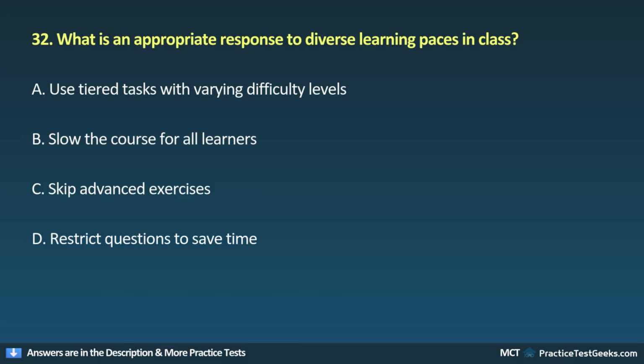32. What is an appropriate response to diverse learning paces in class? A. Use tiered tasks with varying difficulty levels. B. Slow the course for all learners. C. Skip advanced exercises. D. Restrict questions to save time.